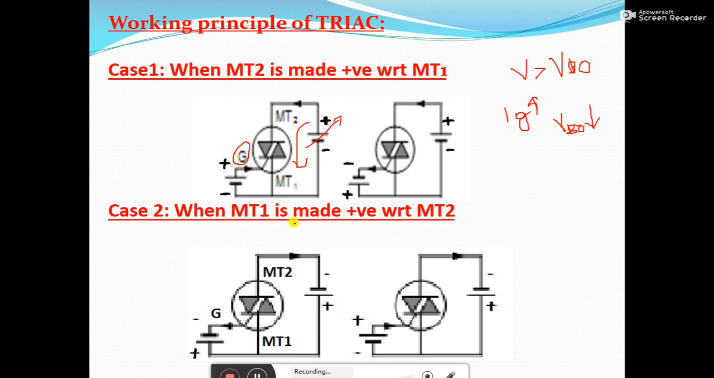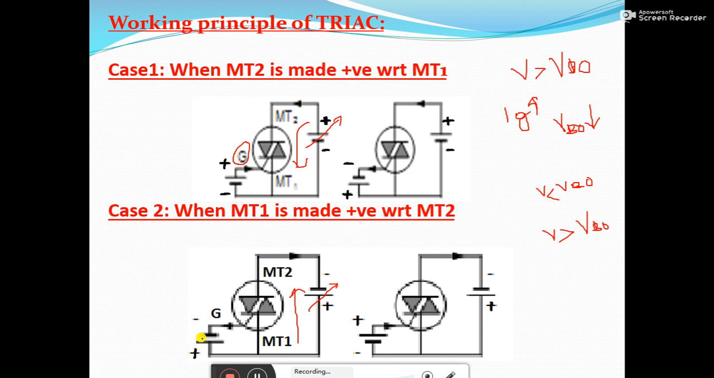So in case 2, MT1 is made positive with respect to MT2. You can see here MT2 is negative and MT1 is connected to the positive terminal of the battery. Again the same expression holds good here. As long as the applied voltage is less than the breakover voltage, there won't be any current flow from MT1 to MT2. Once this applied voltage becomes more than the breakover voltage, the junction J2 gets destroyed and a large current results from MT1 to MT2. Now the current is flowing in this direction.